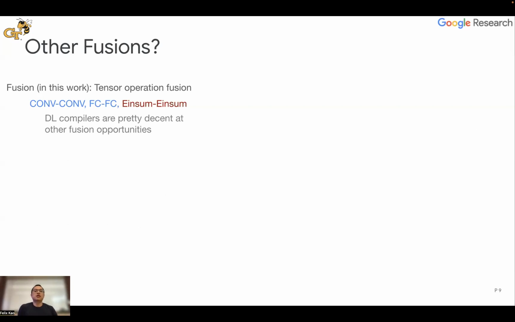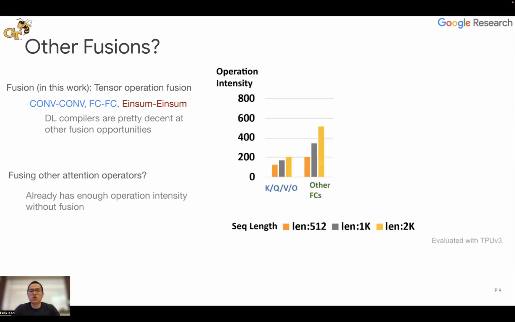And in the attention layer, that are not only larger than 10, why don't we also fuse other tensor operations together? The key point is that they already have enough operation intensity without fusion. Here we show the operators inside the attention layer, like key, query, value, output, and other fully connected layers. We show with TPU V3 the minimum operation intensity to be in the compute bound region. You can see that all of the bars are passing the green line. So they already have enough operation intensity.